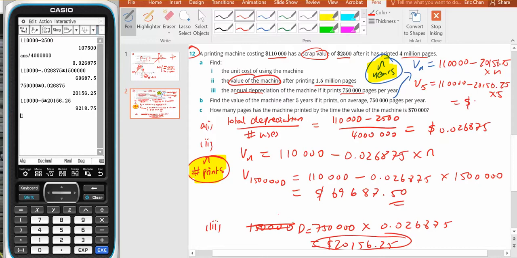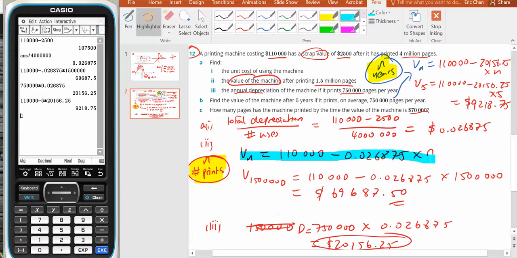So after 5 years, the machine's worth $9,218.75. Okay. Now, finally, how many pages has the machine printed by the time it has a value of $70,000? Now, do we use this formula, where n is the number of prints, or do we use this formula, where n equals number of years? Well, we want how many pages, so we have to use this formula. So I'll highlight it.